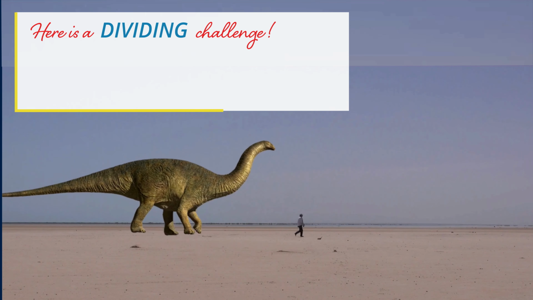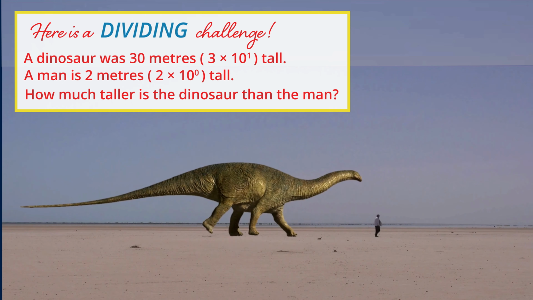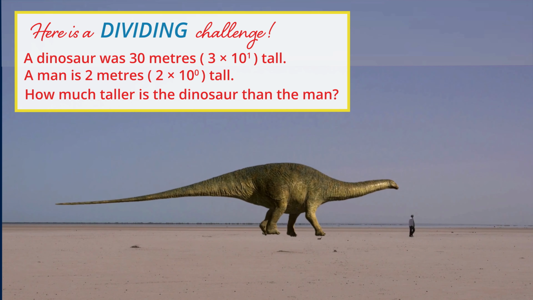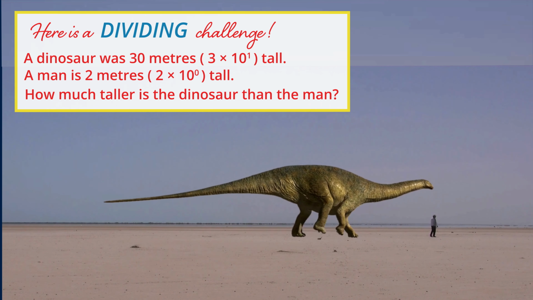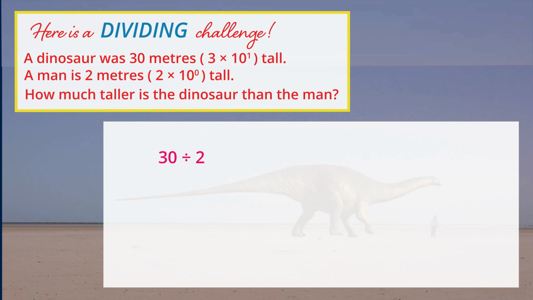Now here is a challenge to divide using scientific notation. The largest dinosaur was 30 metres tall. That's 3 times 10 to the exponent of 1. A man is 2 metres tall. That's 2 times 10 to the exponent of 0. How much taller is the dinosaur than the man? Well, a quick way is 30 divided by 2 to get the answer that the dinosaur is 15 times taller than the man. Let's do the same question by dividing using scientific notation.